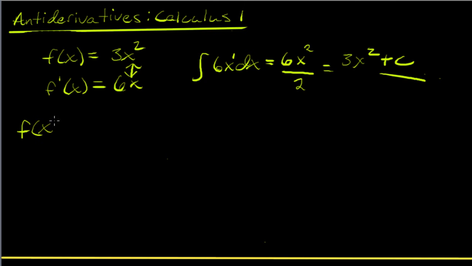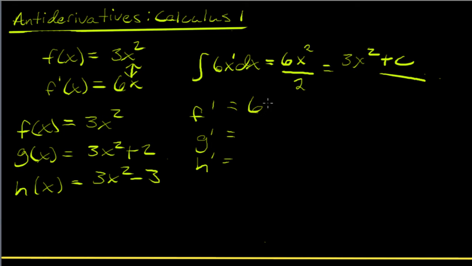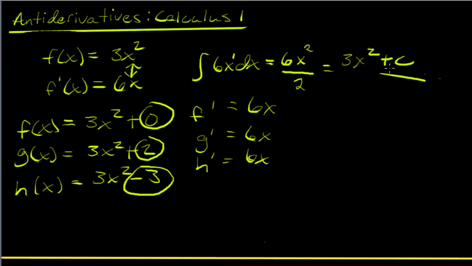Let's do a case study. We have 3x squared. Let's say we have another function, g of x, which is 3x squared plus 2, and a third function, h of x, which is 3x squared minus 3. Now if we were to take the derivative of each one of these functions, something happens. They all become 6x. So all three of these functions, even though they're completely different, give us the same derivative. Now if we take the antiderivative from 6x back to these functions, you see they all have these constants, and this is an arbitrary plus c. That's what this plus c stands for.